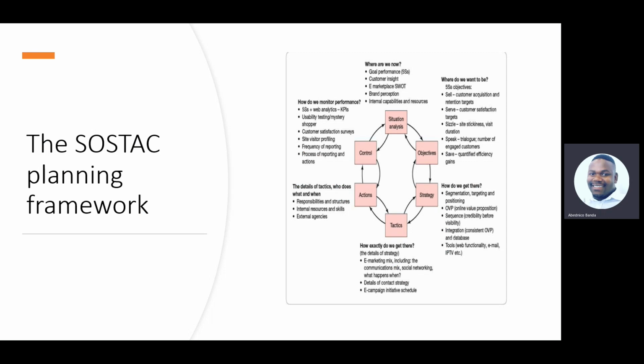So where do you want to be will be linked with your objectives. So do your objectives link up with the 5S? Am I selling? Is the plan going to save? Is it sizzling, speaking, and saving?